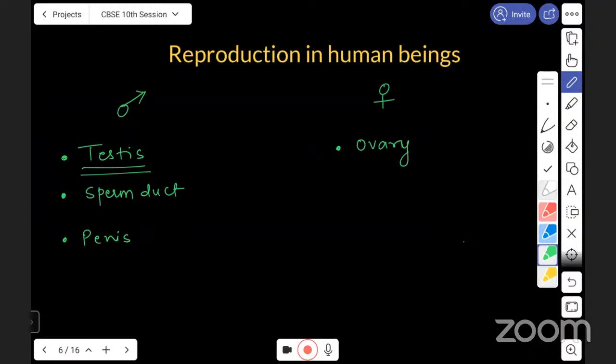Okay, a screen is shared. Okay, I have shared the screen again. There was some connection problem. Okay, now you can see the screen, right?